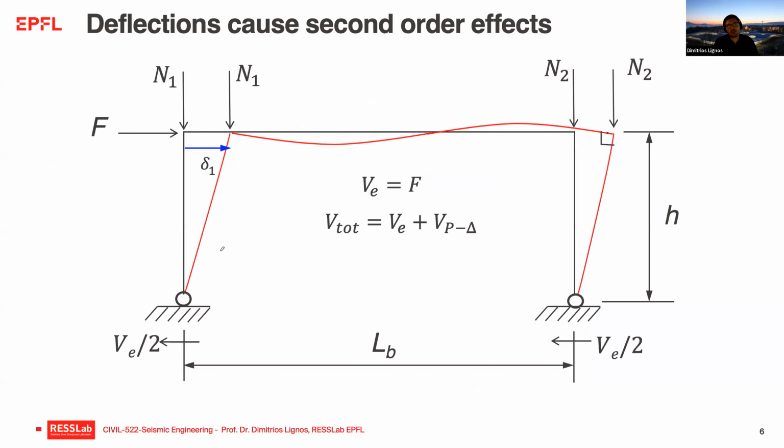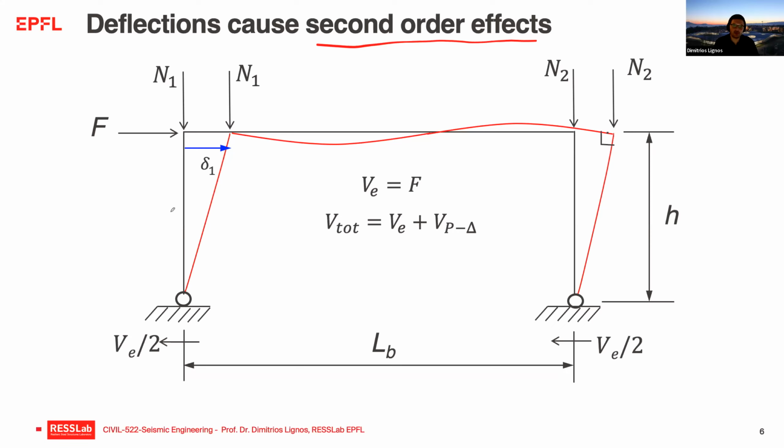So the reason for this is that when you have large deflections on frame structures, these will cause additional demands, which we call second-order effects, that will amplify the design forces that you're supposed to use to design the members of the structure and ultimately the structure.